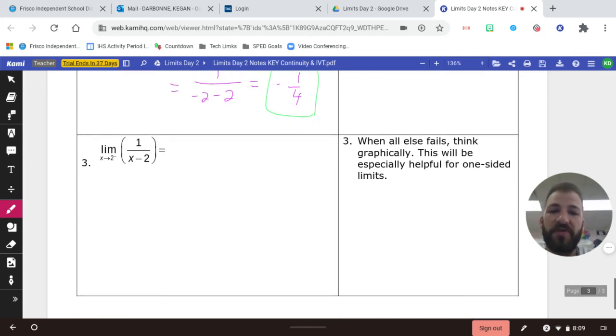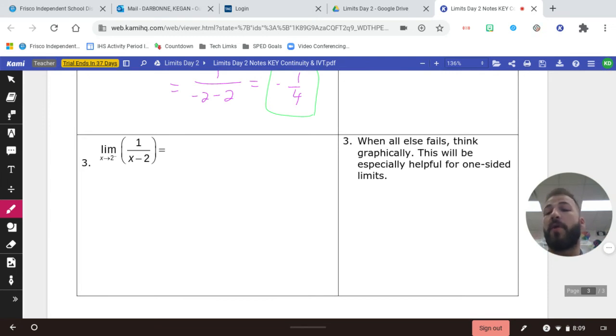Okay. Number 3, when all else fails, think graphically. This will be especially helpful for one-sided limits. So looking at this, we have the limit as x approaches 2 from the left side. Okay, so I am only concerned with the left side limit right now. I don't need to necessarily know both limits, what's happening from both sides.